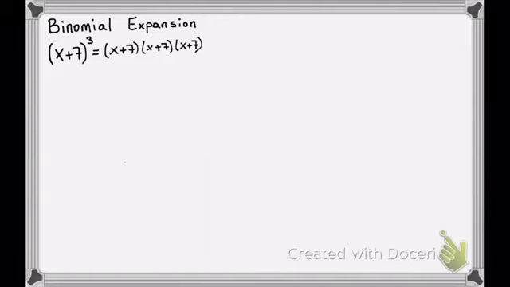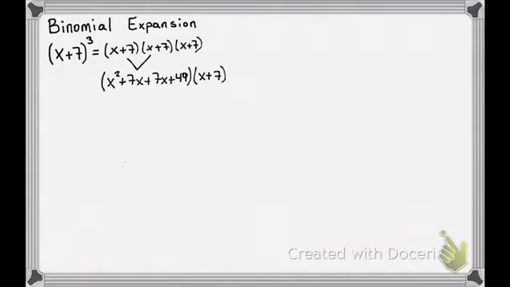And then from here, you would just distribute, right? You would put these two parentheses together and multiply them out. Making sure you distribute completely, you would get x squared plus 7x plus a 7x again plus 49. And then don't forget you're also multiplying by this third x plus 7 that's hanging out here.